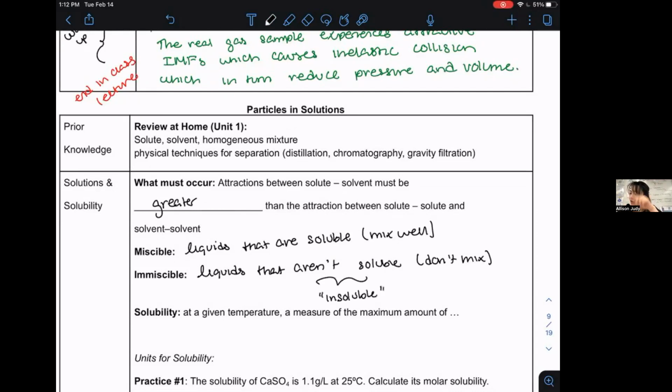You can say something soluble or not soluble. But when you say miscible and immiscible, you are specifically talking about liquids. You can say soluble, insoluble for gas state, solid phase, anything. But miscible is particularly used terminology for liquids.